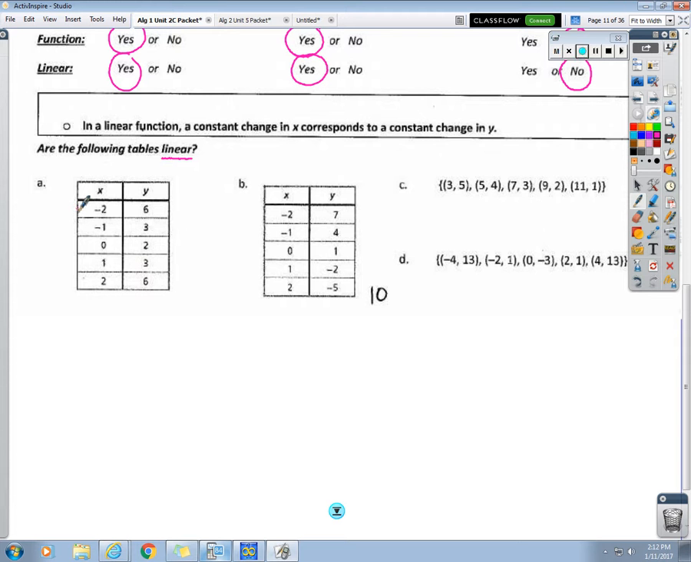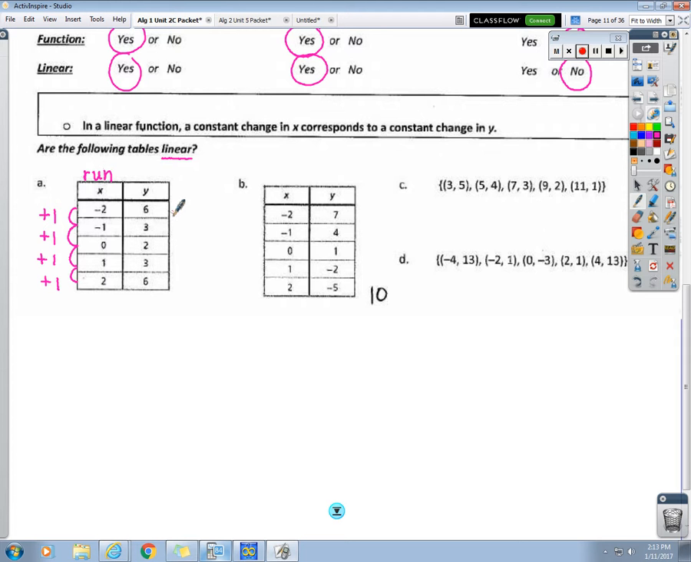What's happening in the table each time you go in the X column? You're going up by 1. Is that consistent? Yes. From 0 to 1 is plus 1. Pay attention. From 1 to 2 is plus 1. Now, your X is also known as your run, correct? Because what you run left and right like the X-axis.